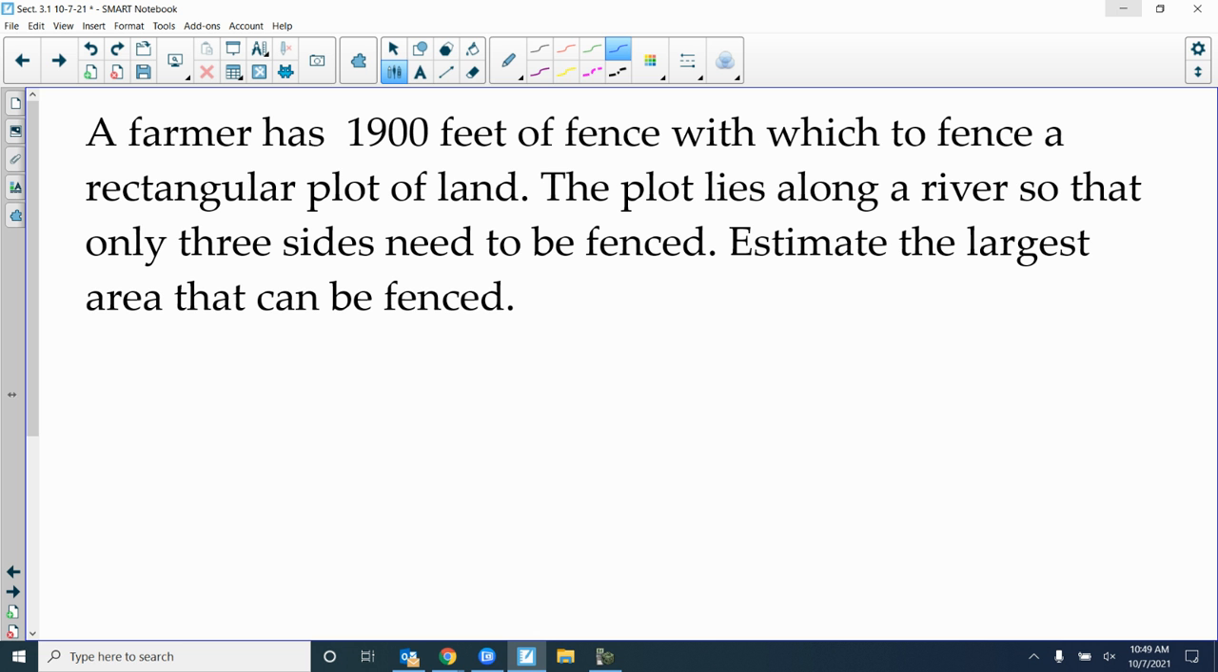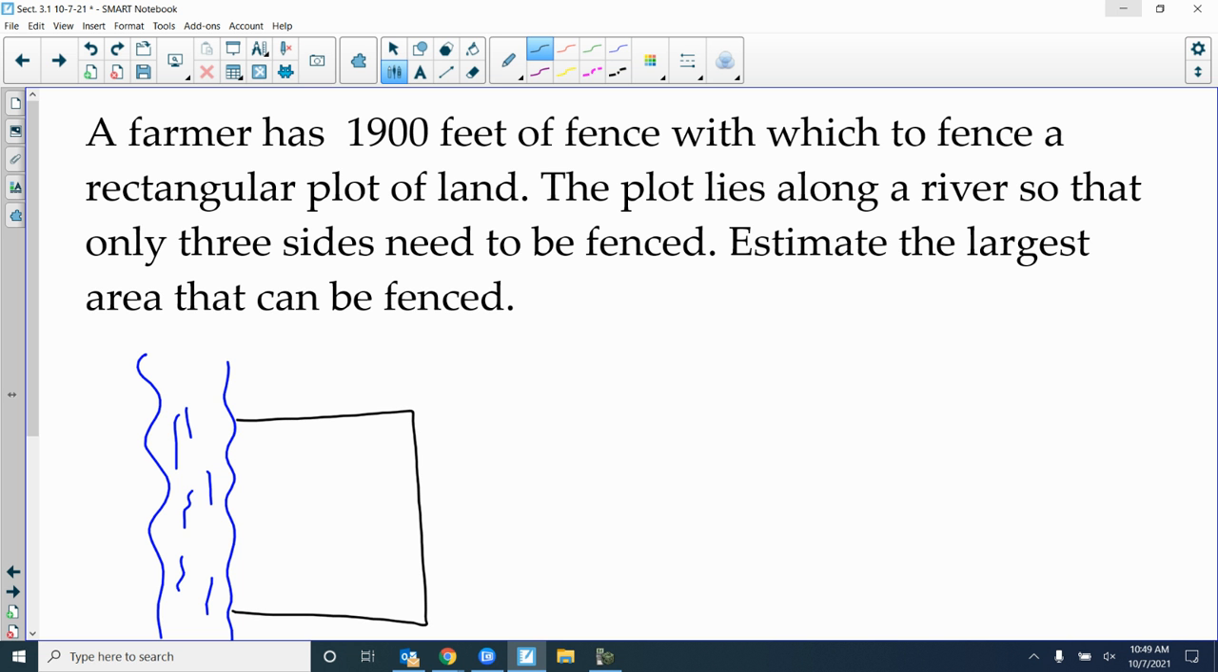So you got, farmer has 1,900 feet of fence with which to fence a rectangular plot of land. The plot lies along a river. There's my river. Okay. Only 3 sides need to be fenced. 1, 2, 3. Estimate the largest area that can be fenced.